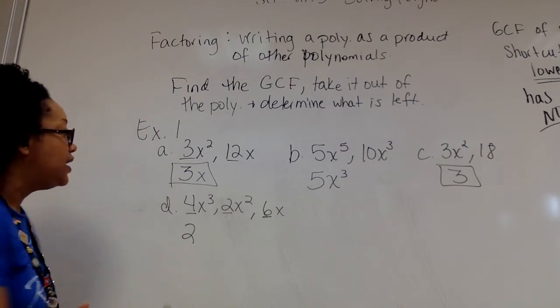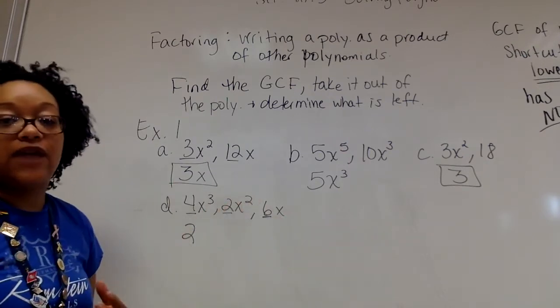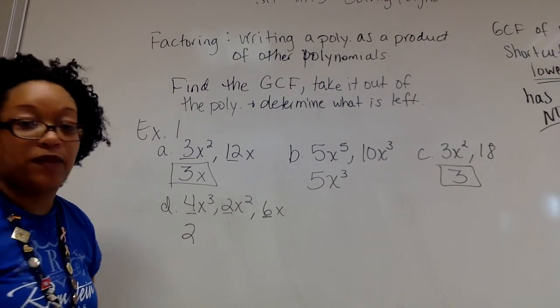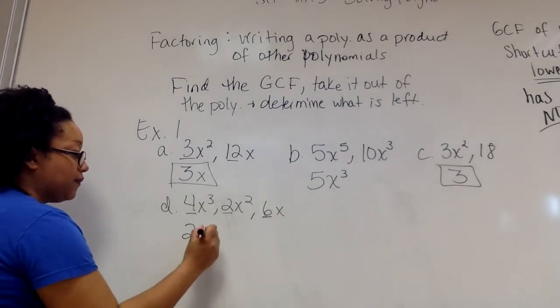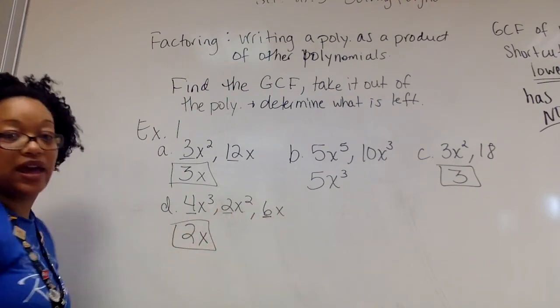Now, I have an x cubed, x squared, and an x. The GCF of the variable will be the lowest exponent. That's your x. So the GCF between these 3 terms is just 2x.